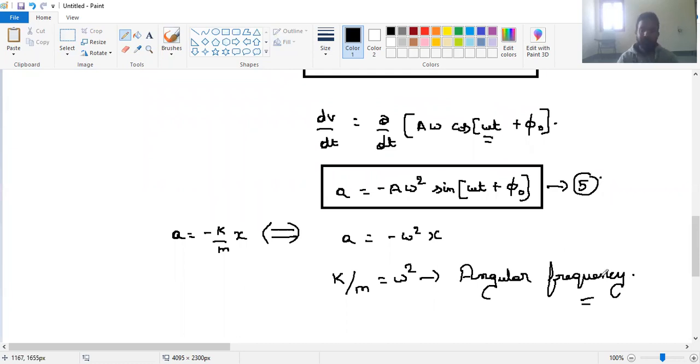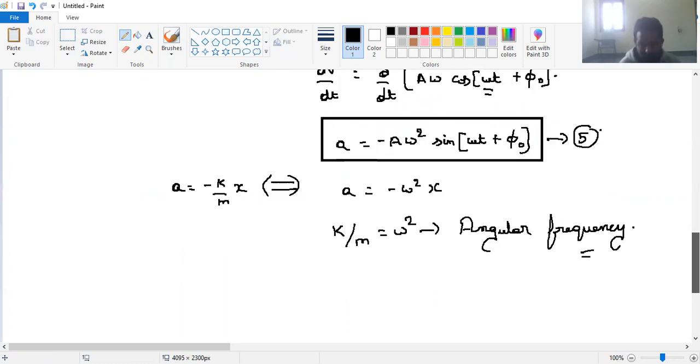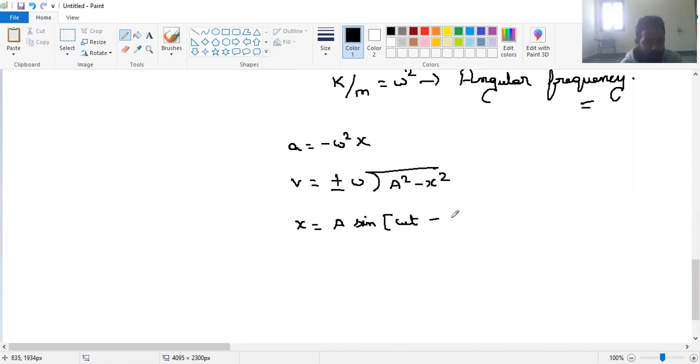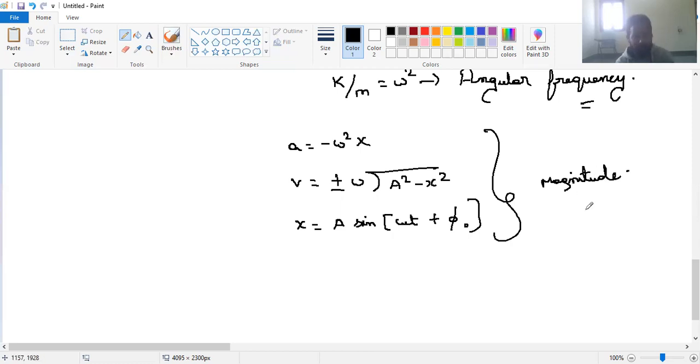So this is the way you can frame the equations of SHM. I am writing all the equations of SHM at the same place. First equation is a is equal to minus of omega square x, which we have derived. Then v is equal to plus or minus omega into root over a square minus x square. Then we have x is equal to a sine omega t plus phi naught. These are the things which will give you the magnitude.